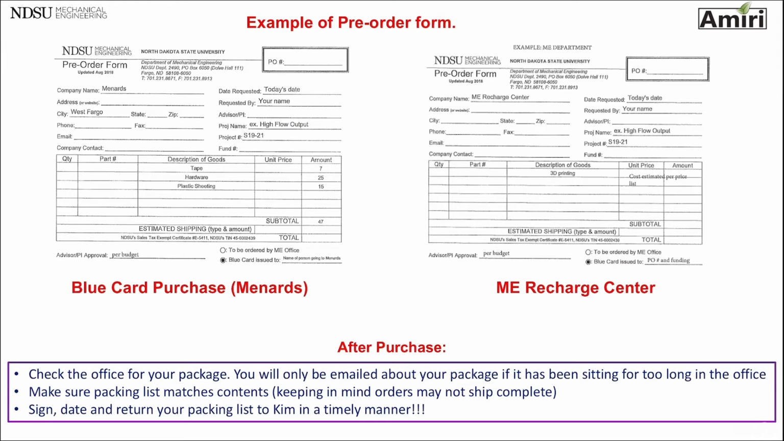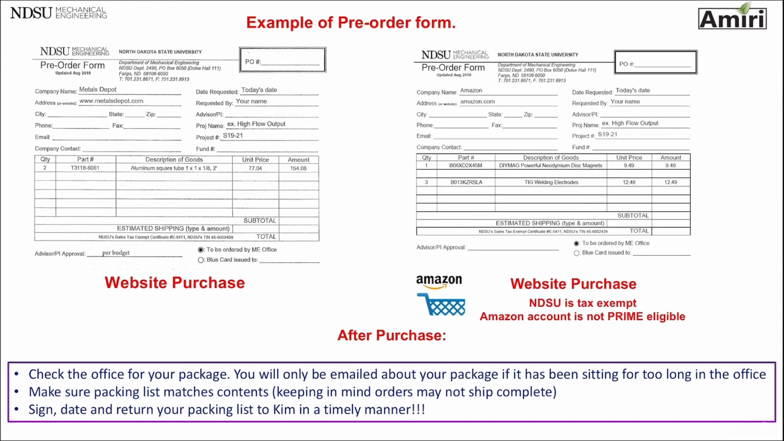Again, repeat the slide, some examples of pre-order forms. These are like blue card, like this one is for Menards, the other one is for ME Recharge Center, how to fill it out, what information to put on there. Remember to include your team numbers. Yours starts with F21, which is fall of 21, and your team number. Here's another example if you are ordering off of a website, how to fill out the information. And Amazon is always a popular place to order a lot of parts. So here's an example of how to fill out your pre-order forms.